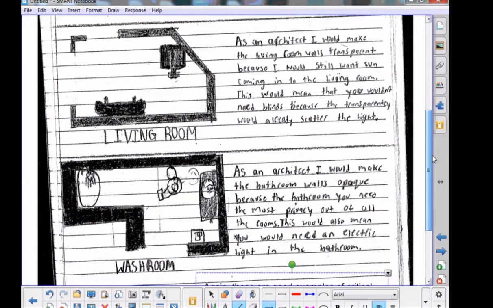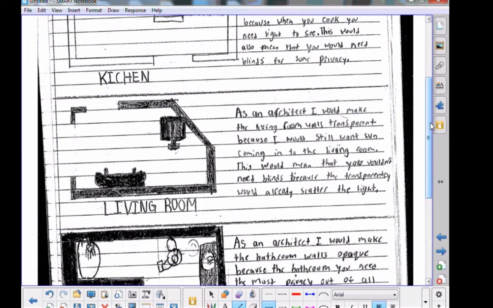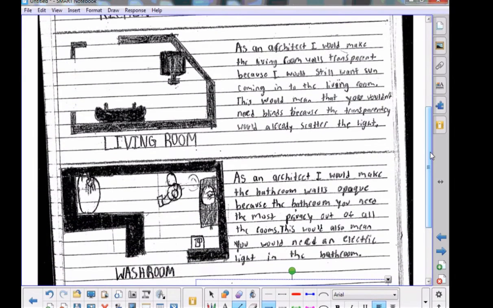And these were the flipped homework in which students had to think about, if they were an architect, which they would make their kitchen, living room, and bathroom out of: transparent, translucent, or opaque walls. And here's an example. As an architect, I would make the bathroom walls opaque because in the bathroom you need the most privacy out of all the rooms. This would also mean that you need an electric light in the room. So it shows critical thinking. It justifies their explanation. So therefore, it would be a correct answer.